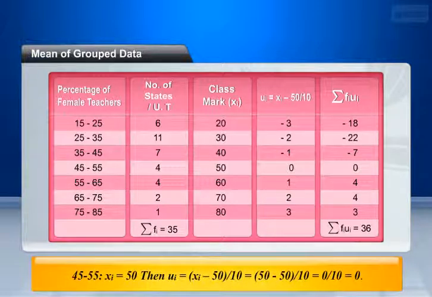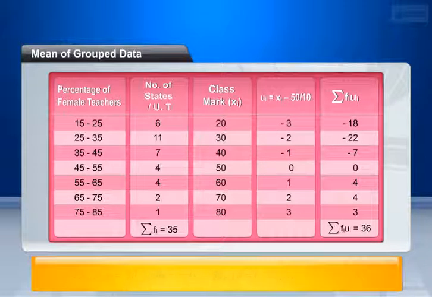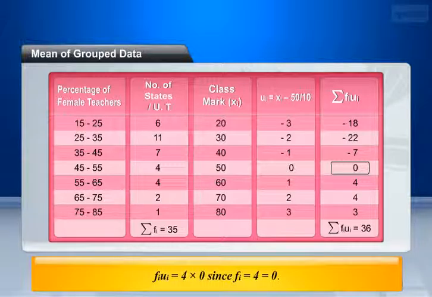Consider the class interval 45 to 55, where xi equals 50. Then ui equals (xi minus 50) by 10, which is (50 minus 50) by 10, which is 0 by 10, which is 0. Now, fiui equals 4 into 0, since fi equals 4. This is equal to 0.